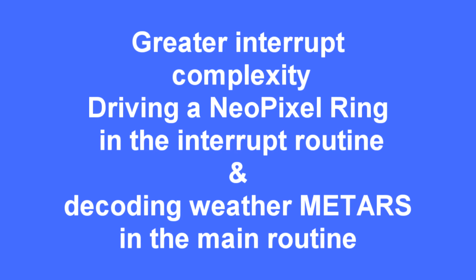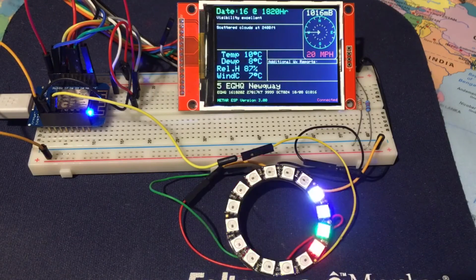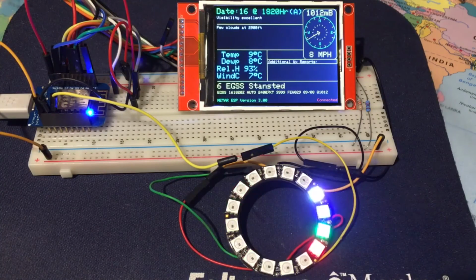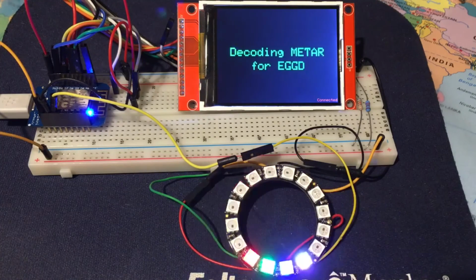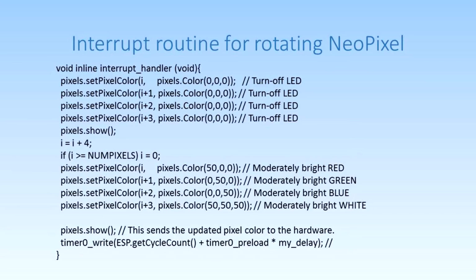Next, I've gone for a much more complex demonstration, this time driving a Neopixel ring, which is very difficult to drive timing wise and also decoding weather meters. So there it is running. That's red, green, blue, white LED being switched on and circulated around the ring, whilst the foreground task is decoding the weather meters. And those two programs are completely independent of each other, albeit the interrupt routine is every second.